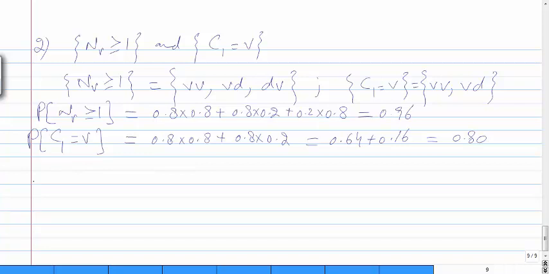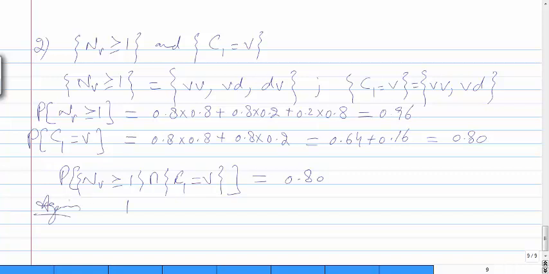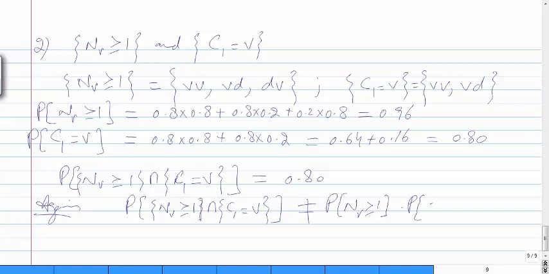Now if I calculate the probability of NV greater than or equal to 1 together with C1 equal to V, looking at the combined outcomes, there are only two, so the probability is 0.80. The probability of NV greater than or equal to 1 and C1 equal to V is not equal to the probability of NV greater than or equal to 1 times the probability of C1 equal to V. So, they are dependent.